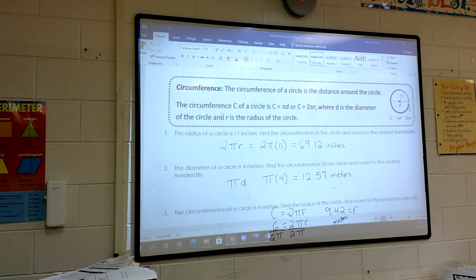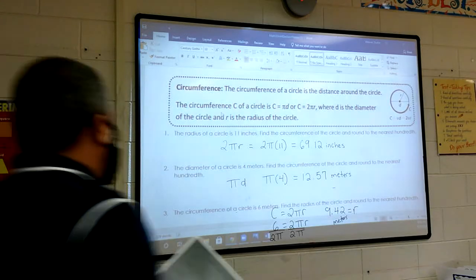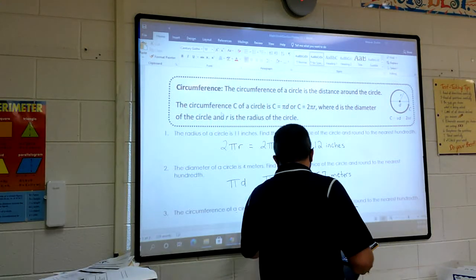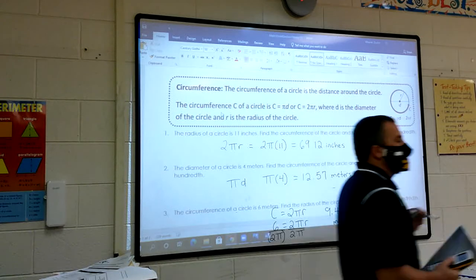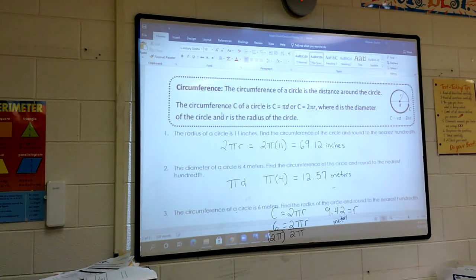So 6 divided by 2 pi is 6 divided by basically 6.28. I wonder why my calculator... When I put in the parentheses, you have to put in parentheses. So when I do 6, it's basically doing 6 divided by 2. So there's a good catch there.